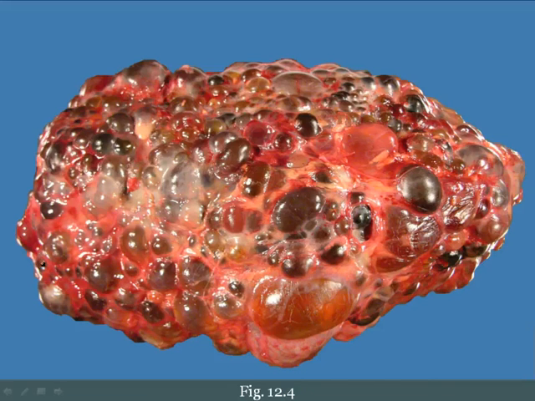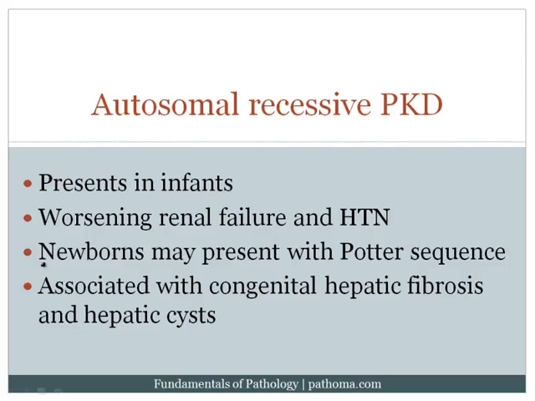Now, when you look at a picture of polycystic kidney disease, you clearly see that there is cyst formation and that the kidney is enlarged. So both kidneys, again, will be enlarged. Now, polycystic kidney disease can actually be divided into two subtypes. There's an autosomal recessive form and an autosomal dominant form.